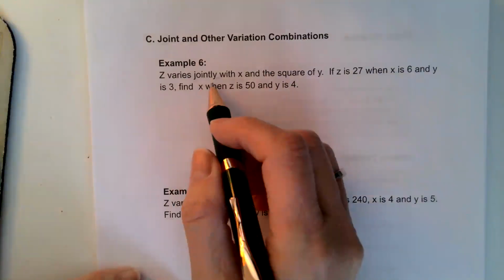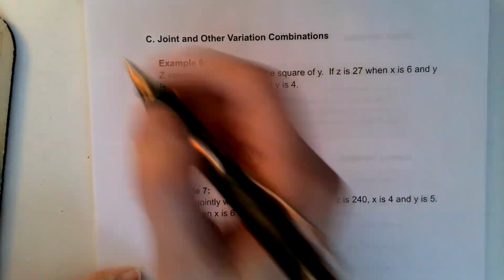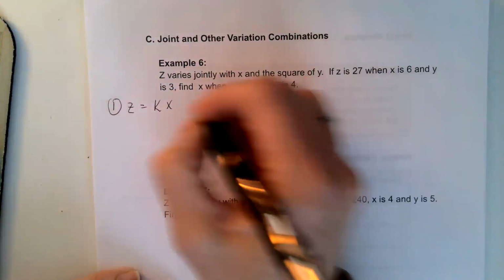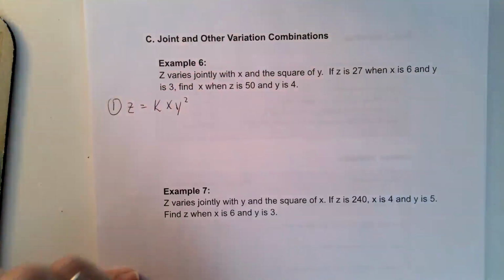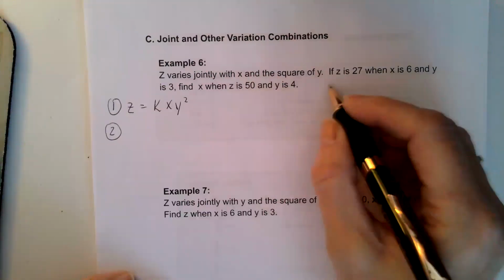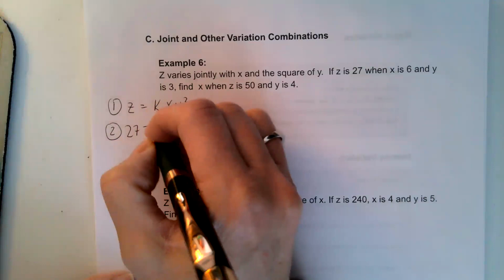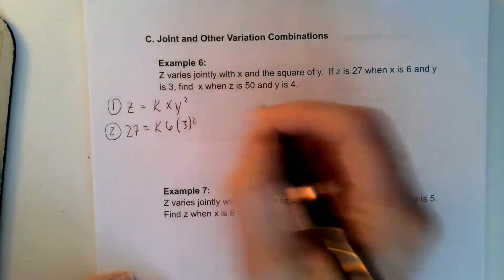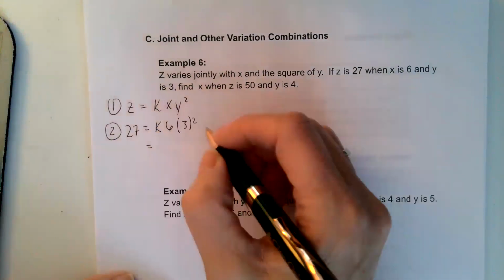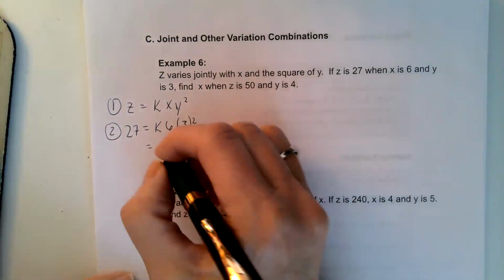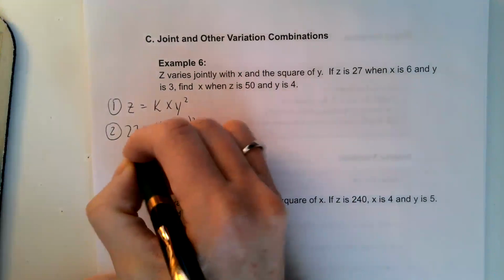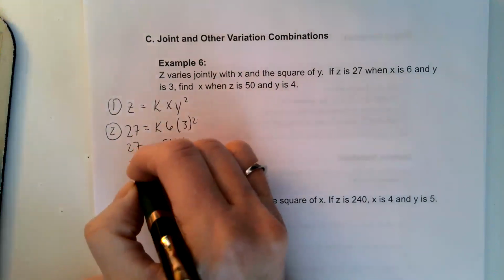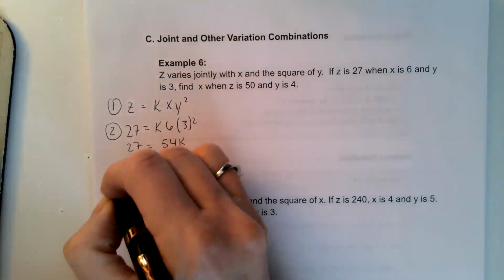So it says z varies jointly with x and the square of y. So my base equation is z varies jointly with x and the square of y. Here's my base equation. Then it says if z is 27 when x is 6 and y is 3. Okay, so first let's find k. So 3 squared is 9 times 6 is 54. So 54k equals 27. I'm going to divide by 54 on both sides. So 27 divided by 54 is 1/2.